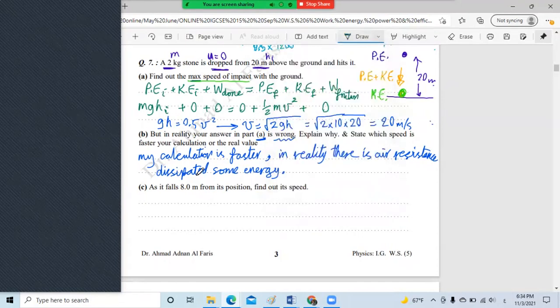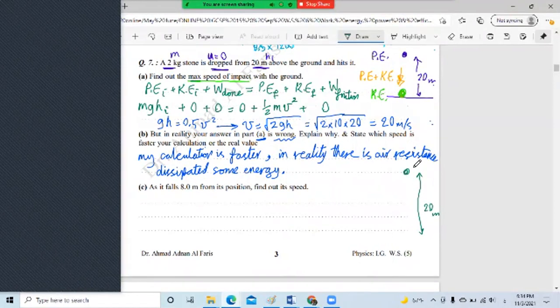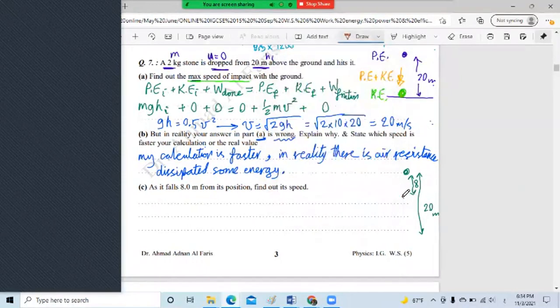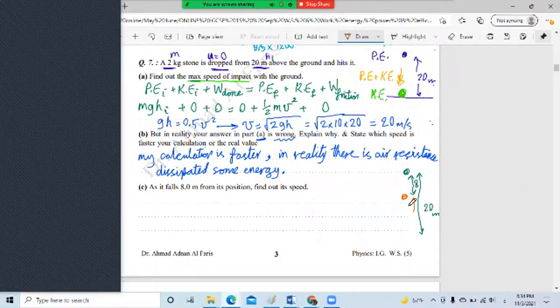Okay, now next, part C. As it falls 8 meters. Now again, the whole height is how much? 20 meters. It was here. As it falls 8 meters and reaches this position here, how much is the height? 20 minus 8, bravo. So it will be how much? 12 meters, from where?